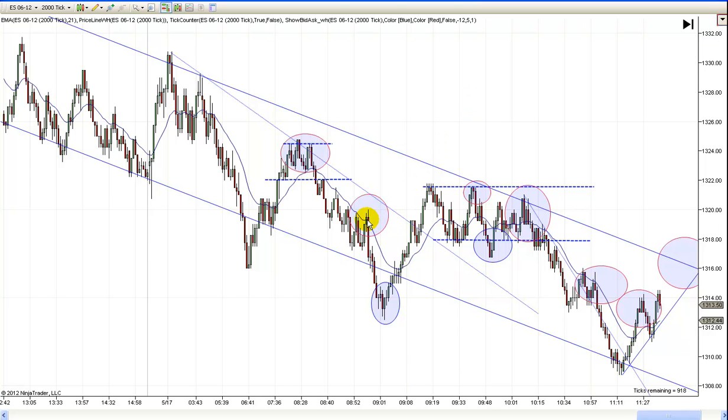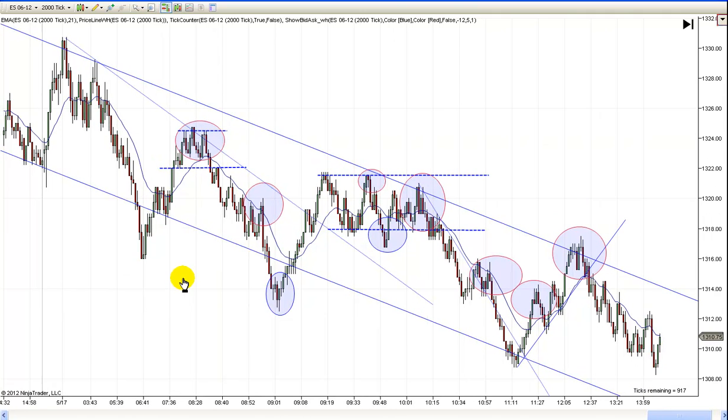And I was a little leery of this trade right here because we didn't get back to this trend line, but at the same time we hadn't reached this one yet. So that's the reason I still like this trade right here. But let's just talk about the trades. There were quite a few of them.